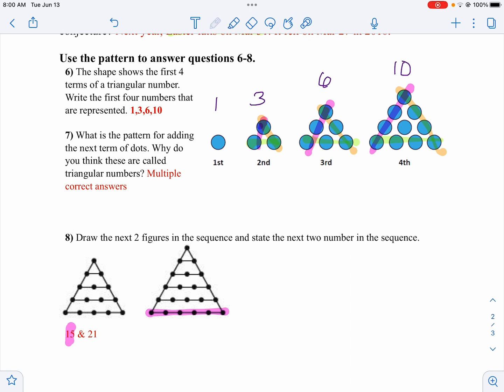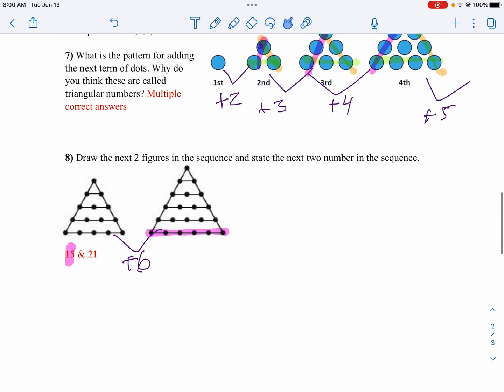So for example, from 1 to 3, you're adding 2, aren't you? From 3 to 6, we're adding 3. From 6 to 10, we're adding 4. From 10 to 15, we're adding 5, and then we're adding 6. So that's another way you could have answered question number 7. There is more than one correct way to do this.